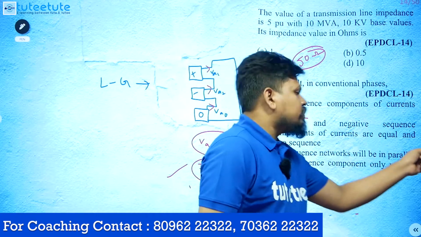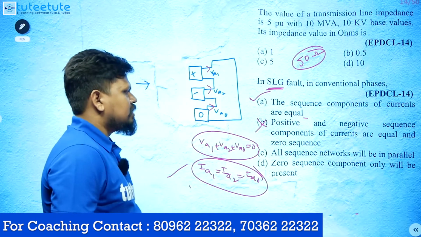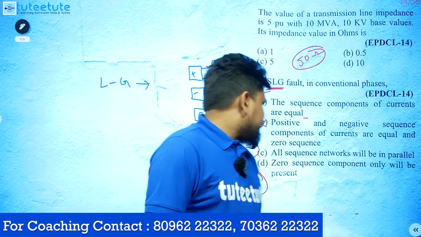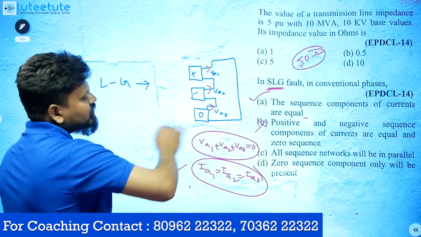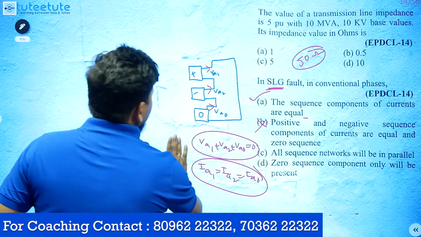All sequence networks will be in parallel? How are these? All are in series. Zero sequence component only will be present? Not like that. All three sequences are present for this. This is for the LG fault.